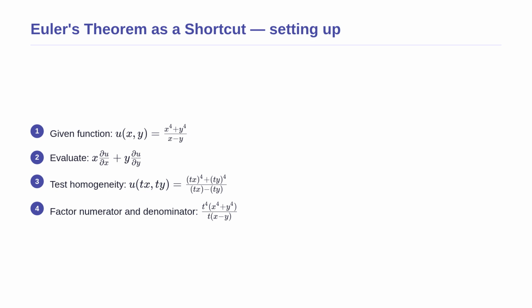Our strategy is simply to check if the function is homogeneous. We substitute t times x and t times y, expand the powers, and factor out t to the fourth power from the numerator and t from the denominator.